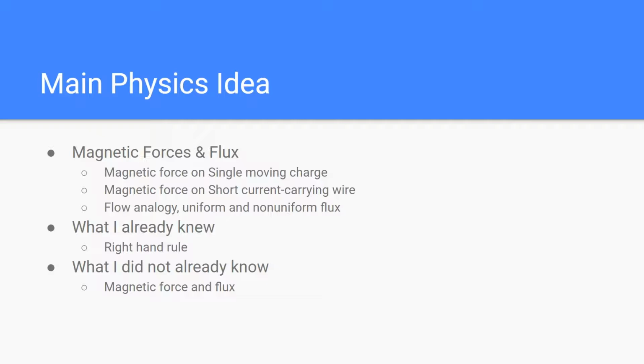To calculate electric flux, we know it's the integral of electric field dot product with normal unit vector times dA. And similarly for magnetic flux, we just substitute the electric field with magnetic field to get the magnetic flux.